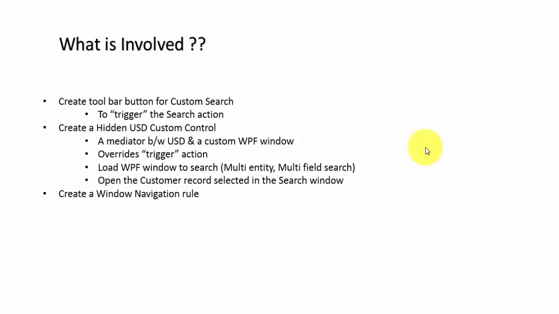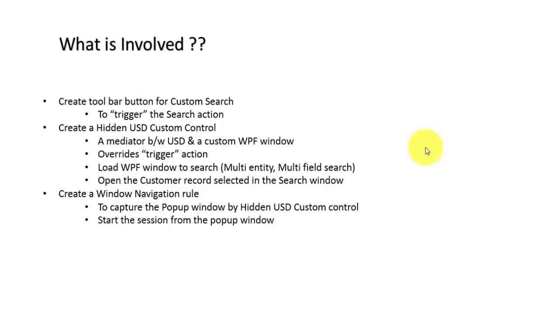And then we will be creating a window navigation rule. Basically, a window navigation rule gives you the flexibility to start a session to capture whatever pop-ups are coming from the current window or the given hosted control window, and it triggers a create session event for you. So the purpose of this window navigation rule is to capture the pop-up window opened by the hidden USD custom control, and it would also start a session from this pop-up window.